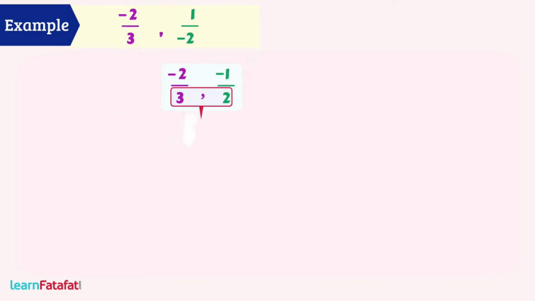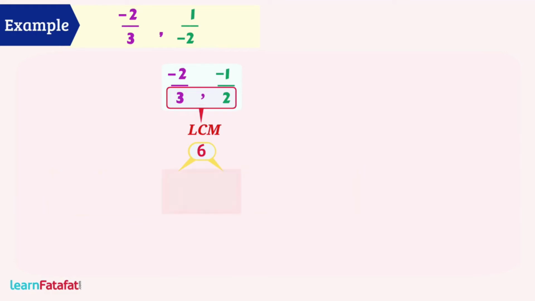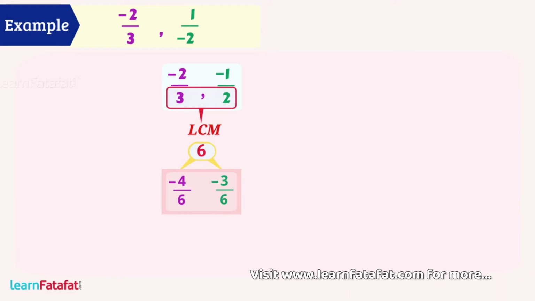Next, find LCM of denominators. LCM of 3 and 2 is 6. Using LCM, make denominators same. So we get rational numbers minus 4 by 6 and minus 3 by 6.